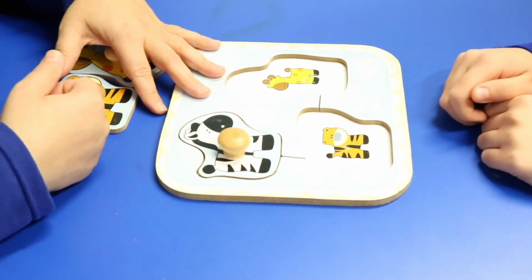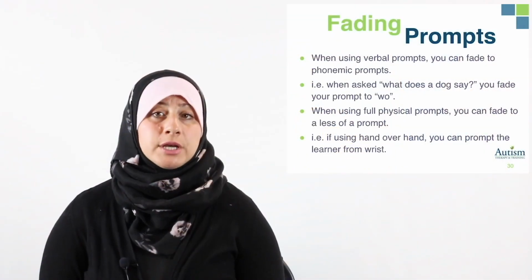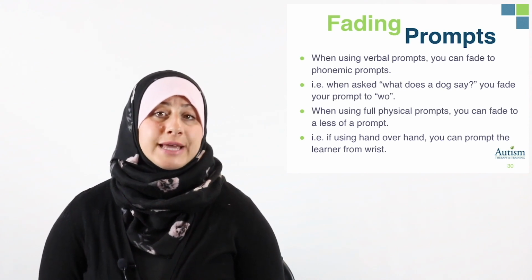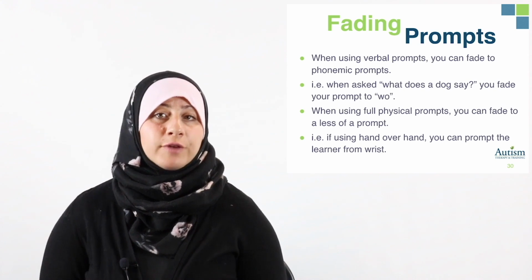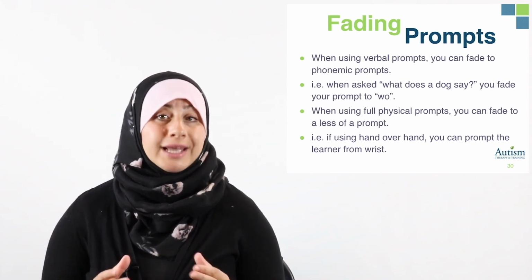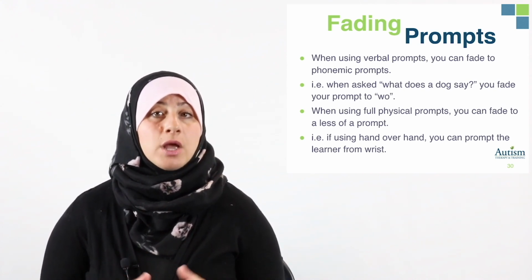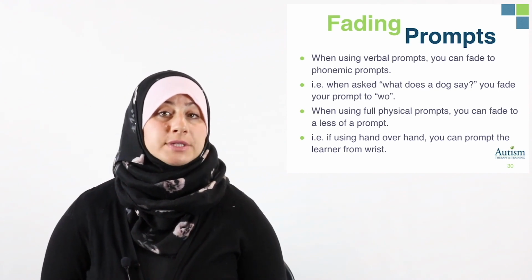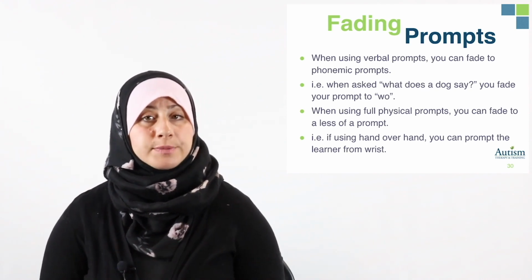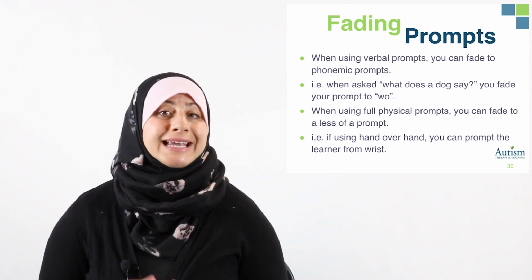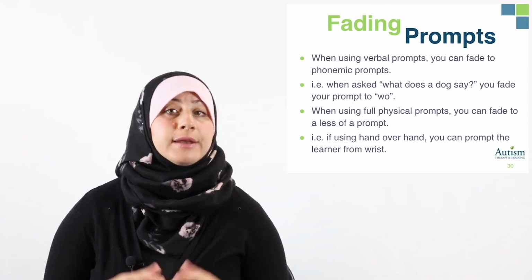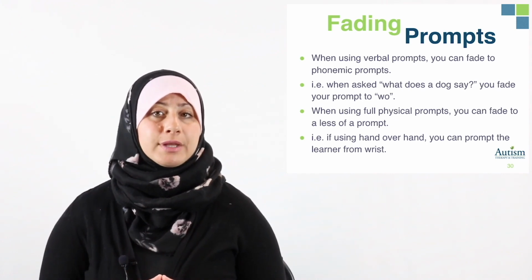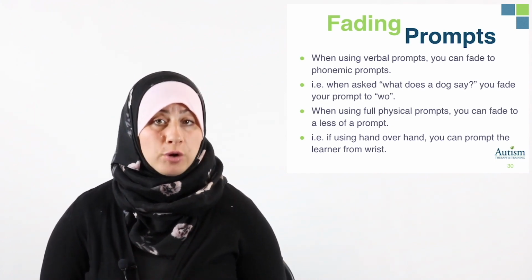And that's time delay. When using verbal prompts, you can fade to phonemic prompts or partial echoic prompts. For example, when prompting the response for what does a dog say, you can fade your prompt to w instead of saying woof. When using full physical prompts, you can fade to less prompts. So if you were prompting hand over hand, you can fade to prompting at the wrist, then elbow, and so on. Let's take a look at a partial prompt in these.